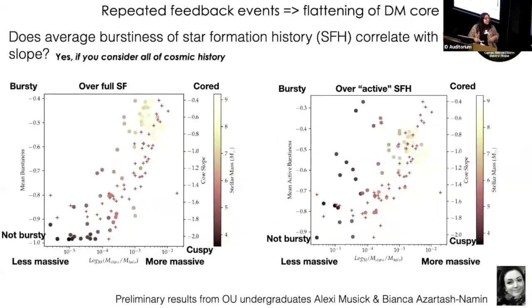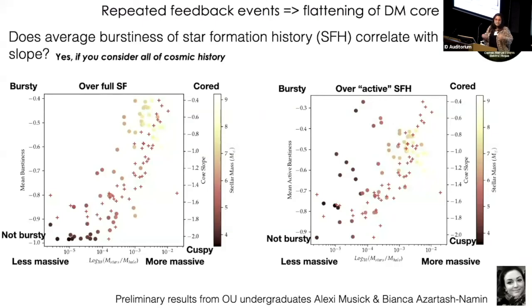And so a lot of my students have been using my favorite suite of all time, the Marvel plus the DC Justice League suite, to look at the role of the baryons in some of these small scale problems. So Bianca and Alexi, who are off to graduate school, but were my undergrads, are looking at how bursty star formation affects the formation of cores. And in particular, more massive galaxies tend to have bursty star formation histories throughout all of cosmic time. So they're able to form and maintain cores.